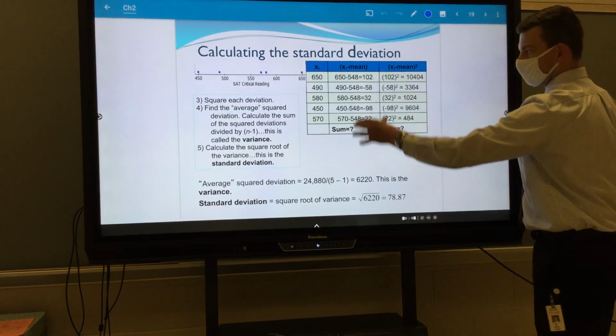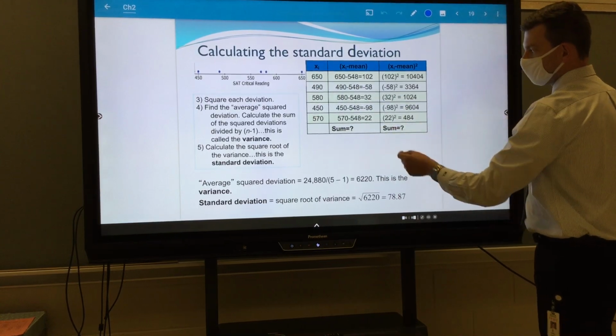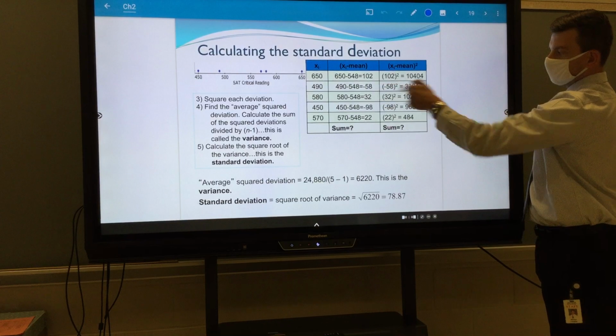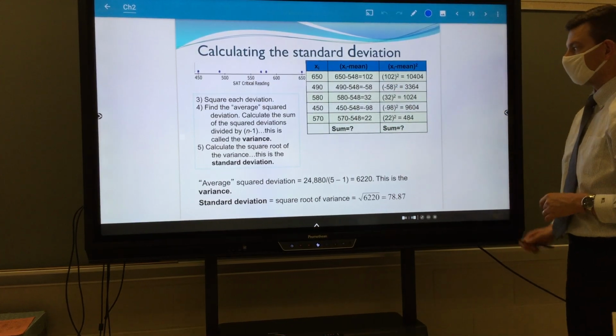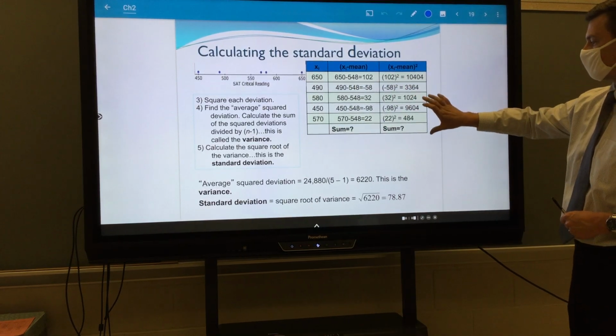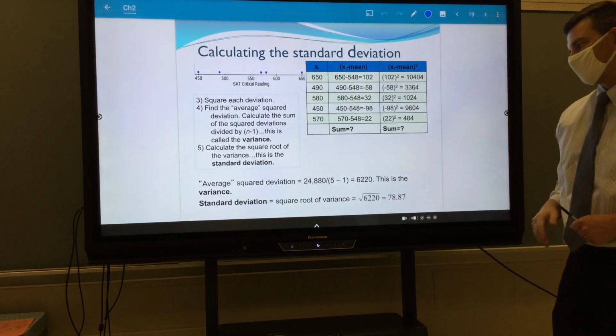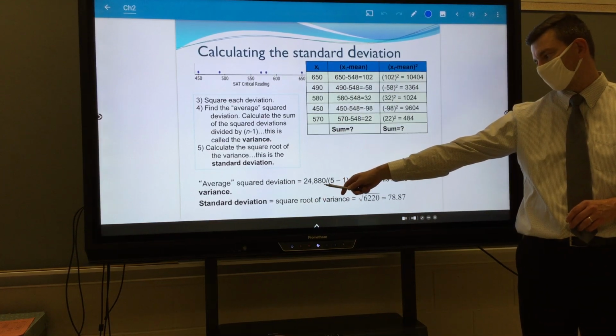Here are all of those differences. Here are the raw scores. The mean of 548. We see 2 of them are negative. They were below the mean. 3 of them are positive. They are above the mean. So those differences squared give us these values. We add them all up to get the sum. So the sum is 24,880.